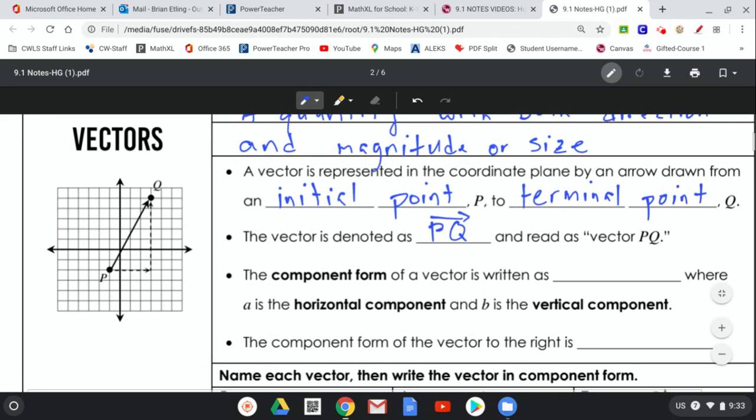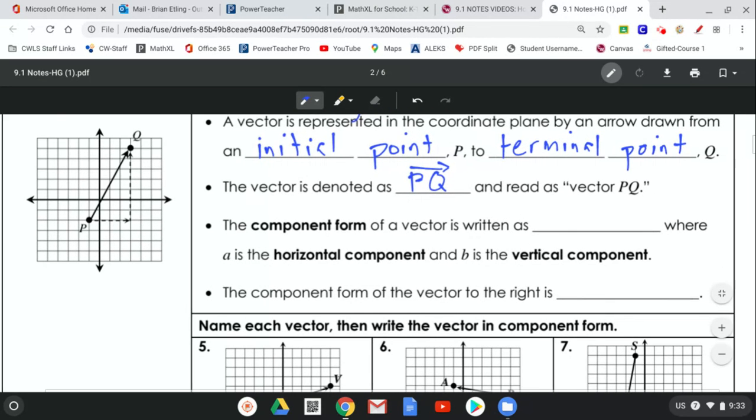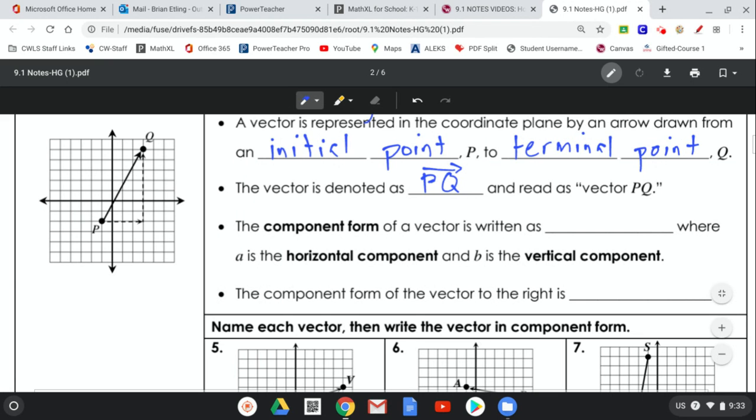The component form of the vector. This is where we split the vector up into different parts. And this is where the translation part is going to overlap with vectors. So a vector is written as we have our vector PQ, still using that example, with the line with the arrow on top. And then it's going to equal, and we use these different brackets.